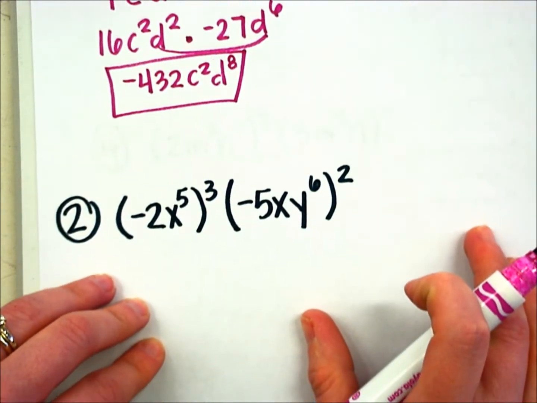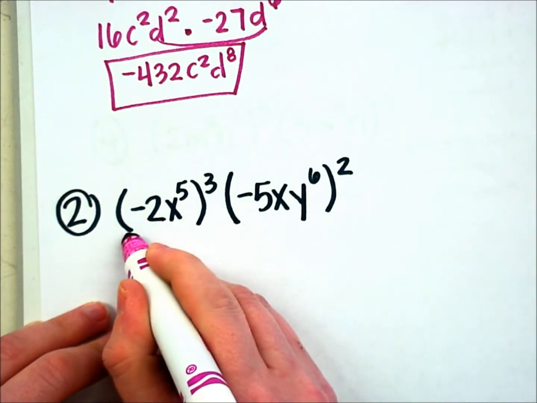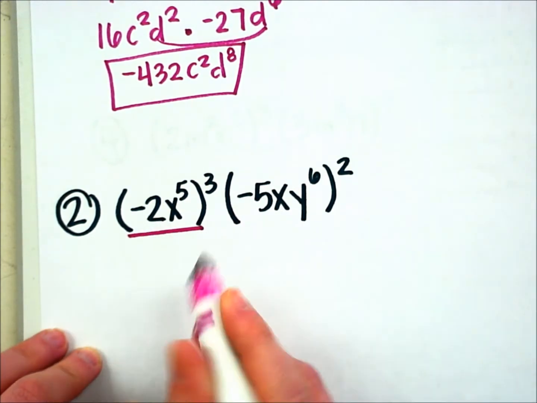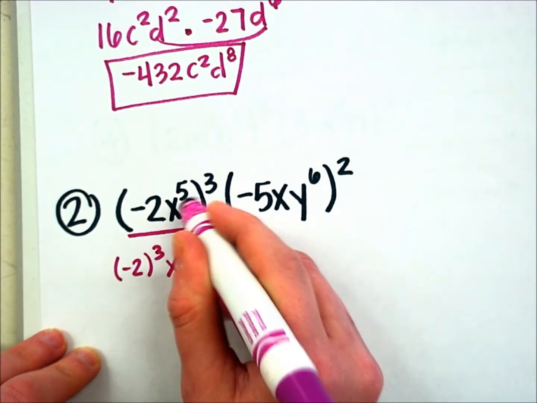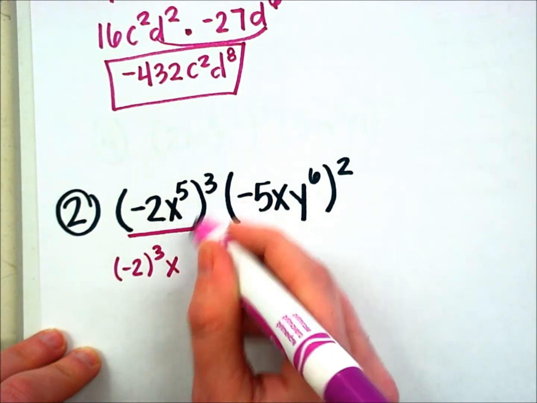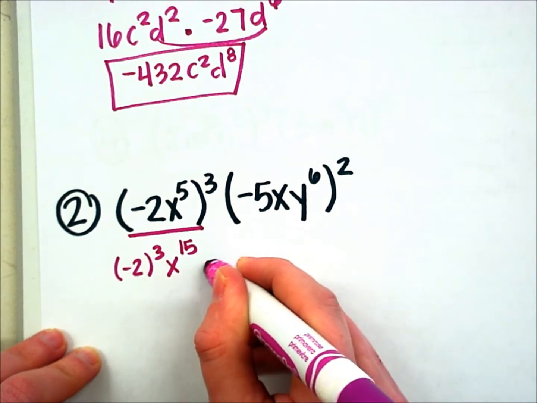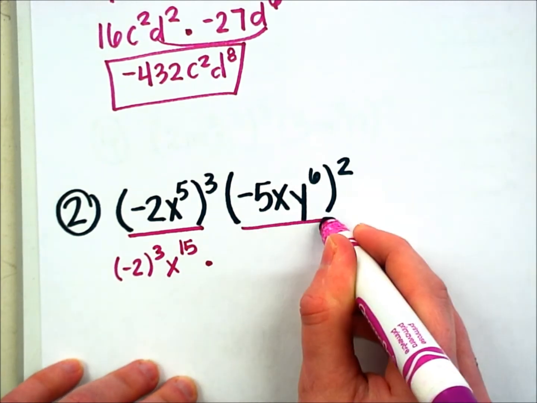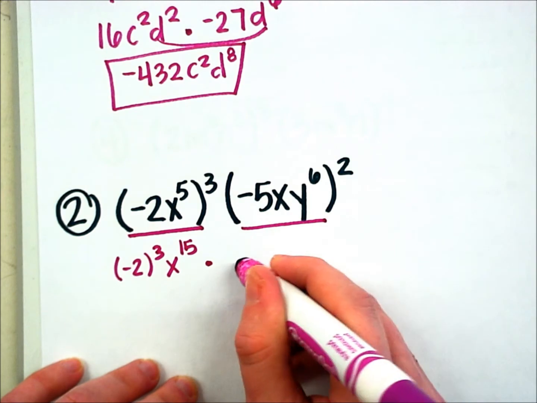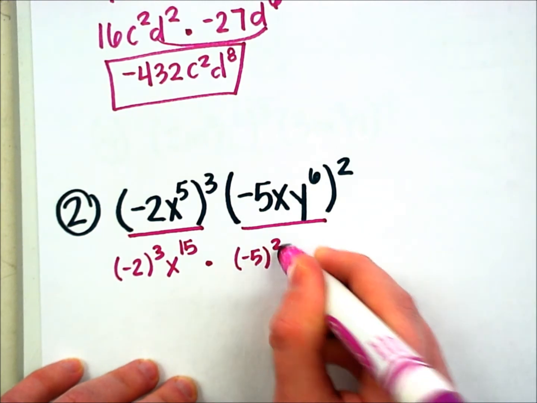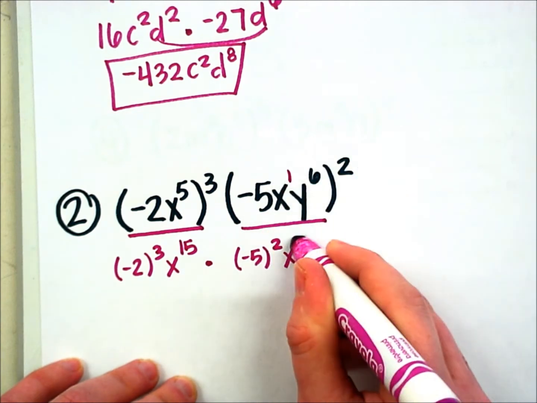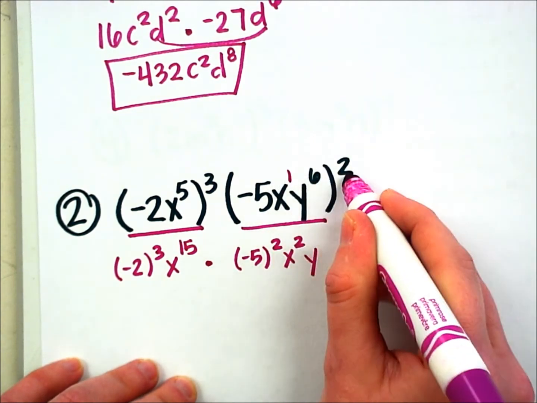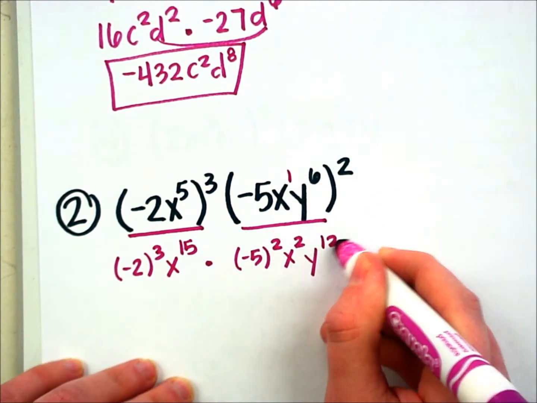In the next example I have, I'm going to start off by cubing everything inside the parentheses. So that'd be negative 2 gets cubed, and x to the 5th power gets cubed, which means I'm multiplying those exponents, so that's x to the 15th. Now I'm going to square everything inside of here. So negative 5 gets squared, then x to the 1st is squared, so 1 times 2 is 2, and y to the 6th is squared. 6 times 2 is 12.